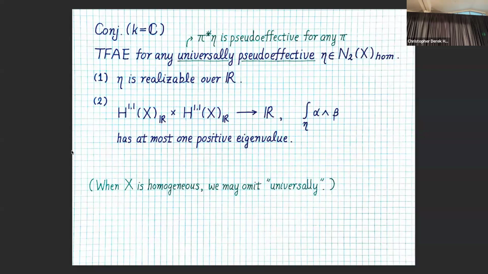If you don't like the universally pseudo-effective condition, I think it's already very interesting and a very strong assertion to just restrict our attention to the case when X is a homogeneous variety, where you can replace universally pseudo-effective simply by pseudo-effective. And then this becomes a very, very concrete assertion. The conjecture is that the homology class is realizable over R exactly when the bilinear form it induces on the real part of H11 has at most one positive eigenvalue. So this is exactly the statement that you have seen for P1 to the 4, or more generally, a product of n projective spaces.